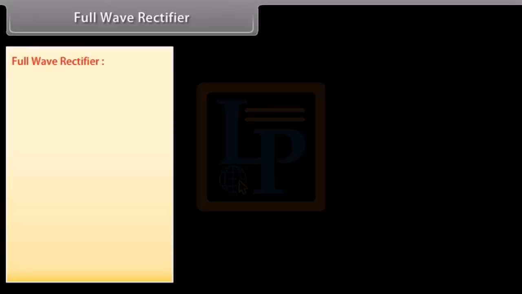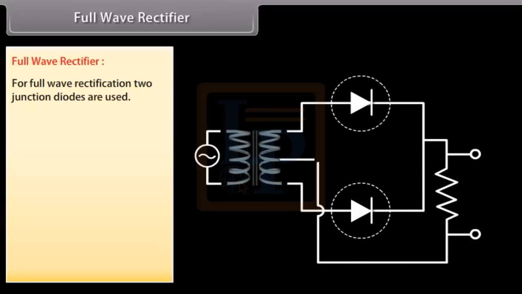Full wave rectifier. For full wave rectification, two junction diodes are used. It consists of two diodes D1 and D2 whose N terminals N1 and N2 have been connected together. The AC signal to be rectified is connected across the primary terminals P1 and P2 of a power transformer. The P regions P1 and P2 of the diodes are connected to the ends S1 and S2 of the secondary of the transformer. The output is taken across the load RL.